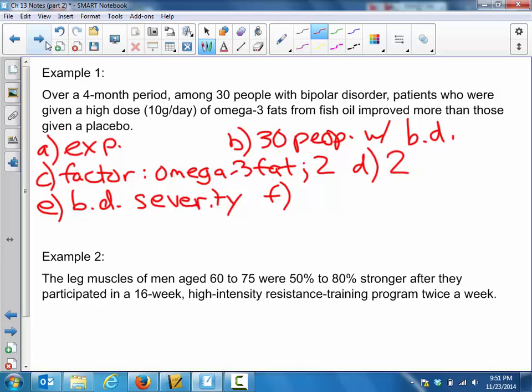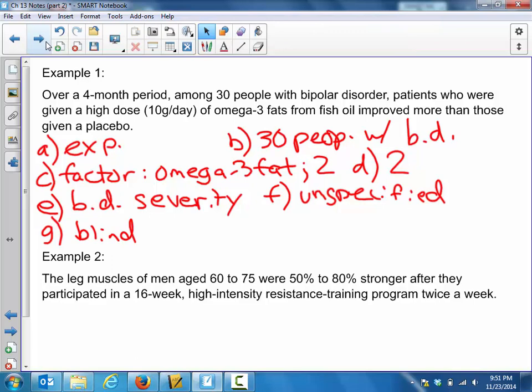Well, they don't really specify. That is, they have not said how they're assigning people to their treatments. So we'll say that, unspecified. There's F, on to G. They want to know about whether or not it's blind. Well, yeah, it is in this case. And we would say that this is at least single blind.